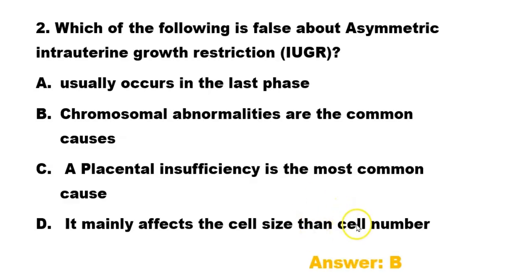If your answer is B, you have got it, because chromosomal abnormality most commonly occurs with symmetrical IUGR rather than asymmetrical IUGR. Symmetrical IUGR.